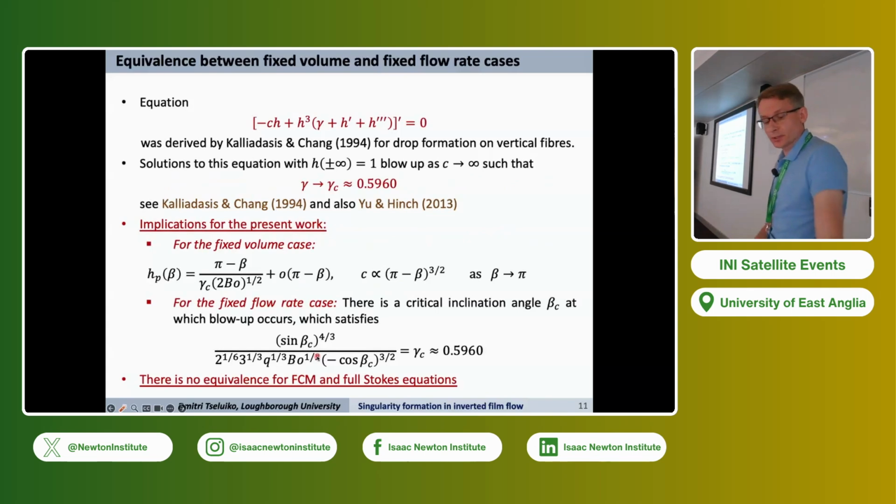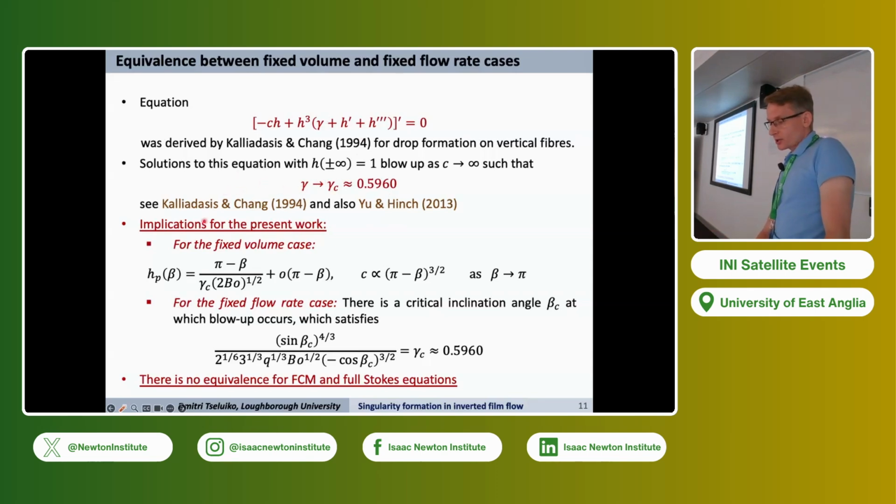Okay, and actually, it turns out that the same equation was also derived by Kalliadasis and Chan in a different context, namely to study drop formation on vertical fibers. And they obtained asymptotically that solutions to this equation blow up as c tends to infinity and gamma approaches this critical value equal to 0.596. And this equation was later revisited by Yu and Hinch, who provided higher order corrections to the asymptotics of Kalliadasis and Chan. So we can use this for our work.